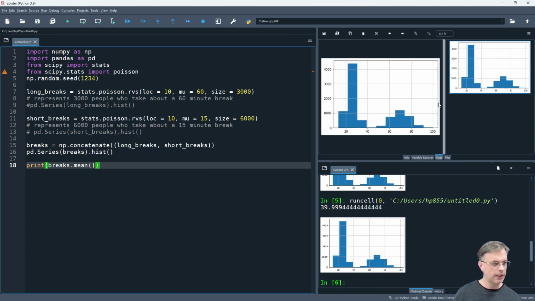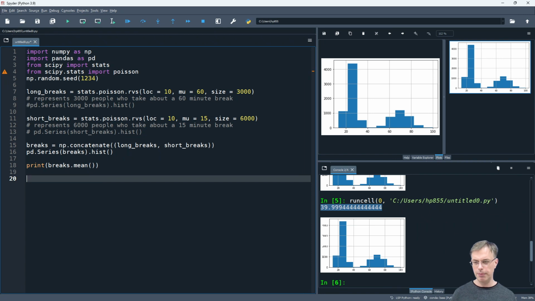Let's run it again, and here we have what I just mentioned. So the 39 minutes is our parameter. So 39.999 is our parameter. Our average company break length is about 40 minutes long. Now remember that our population is the entire company's employee size of 9,000, and our parameter is 40 minutes.